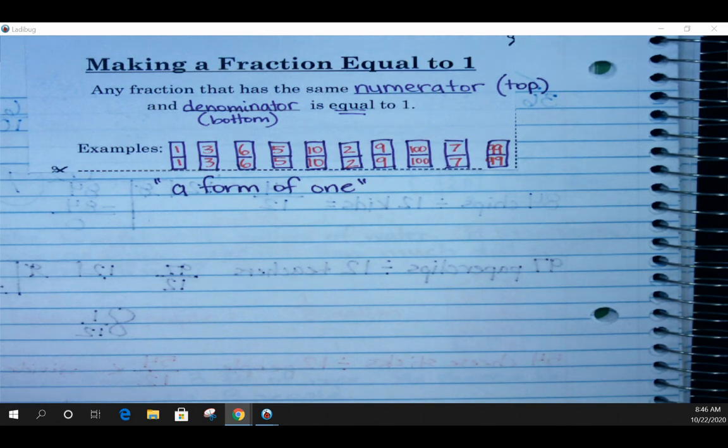When you get finished copying that, I want you to get turning a whole number into a fraction. That's the next one we're going to do. Does anybody have questions about a form of 1? Is there any number that can't be turned into an equal fraction? No, as long as you put the same number on the top and the same number on the bottom.